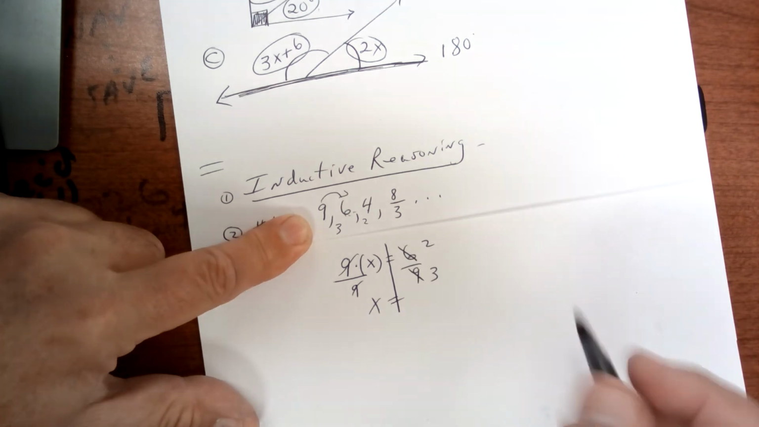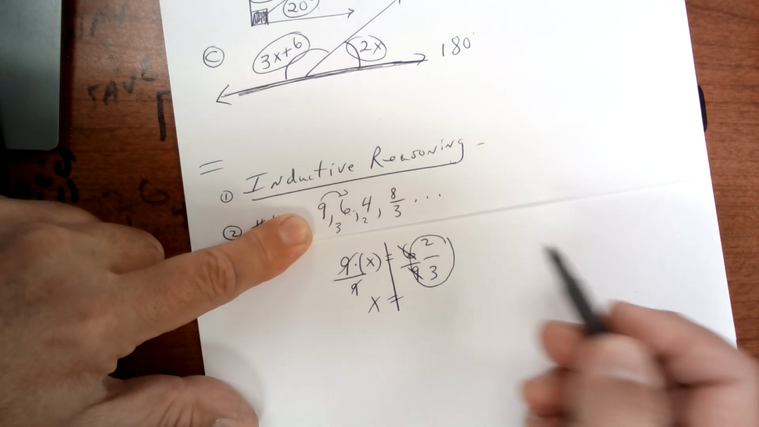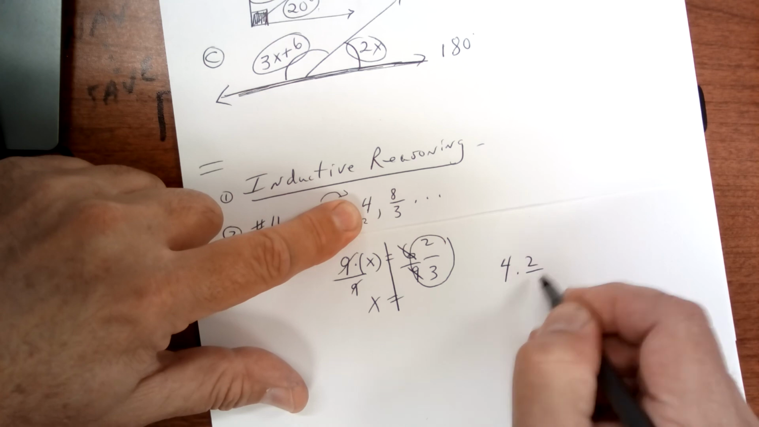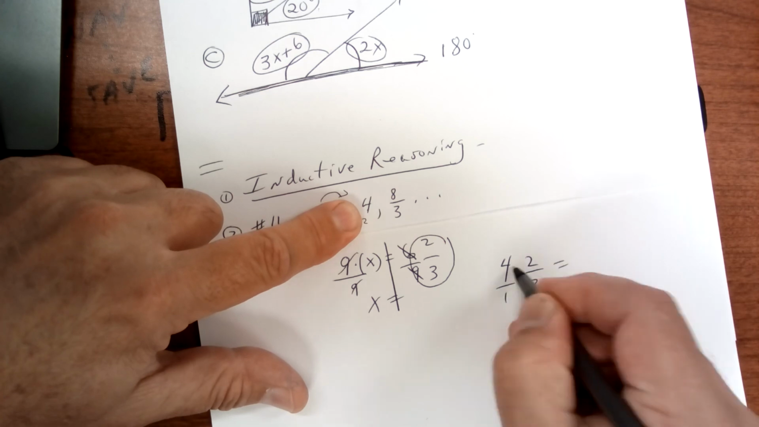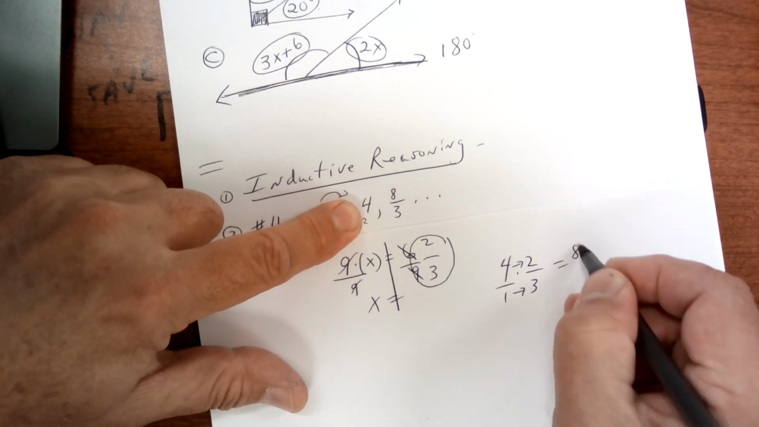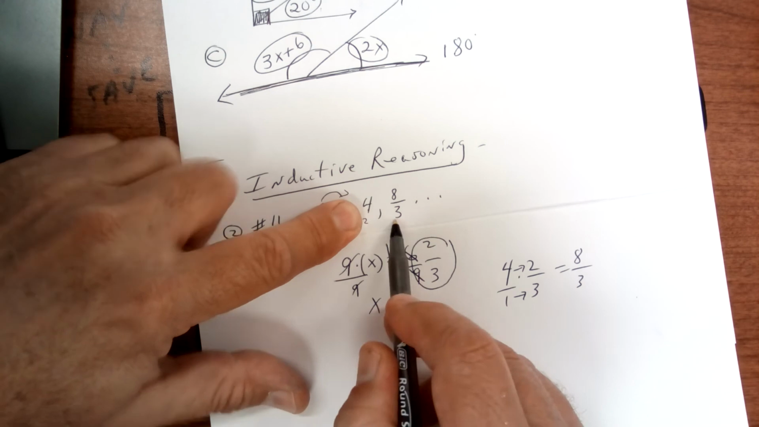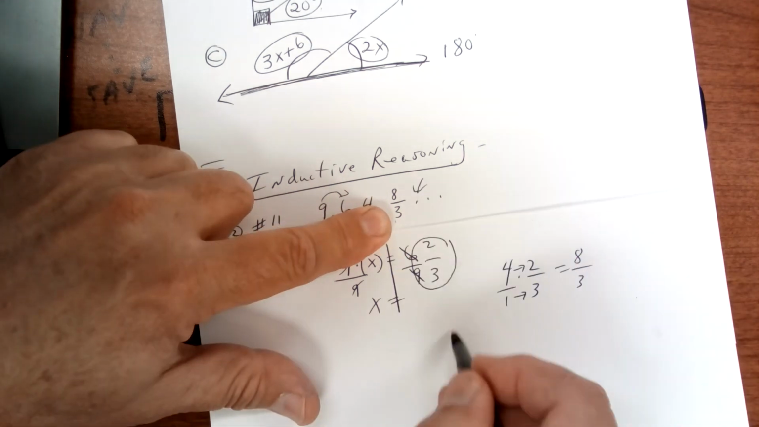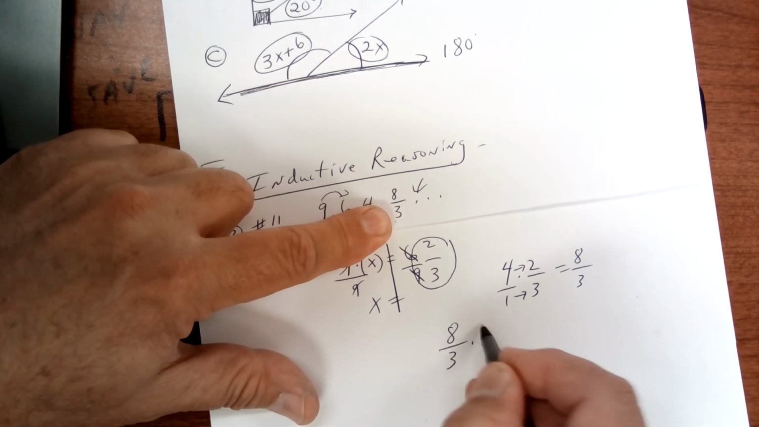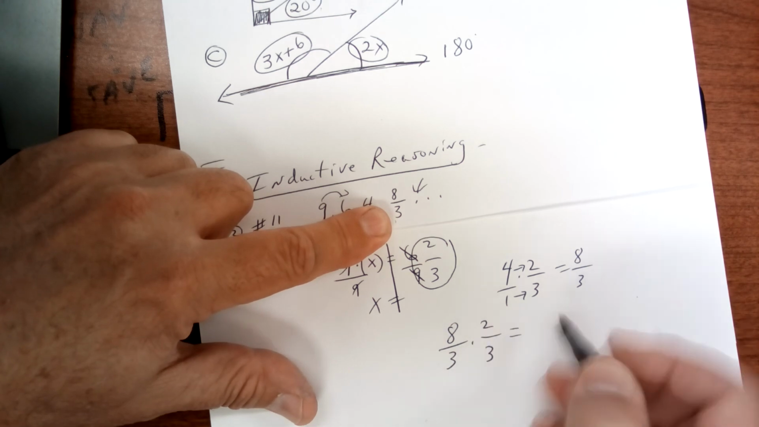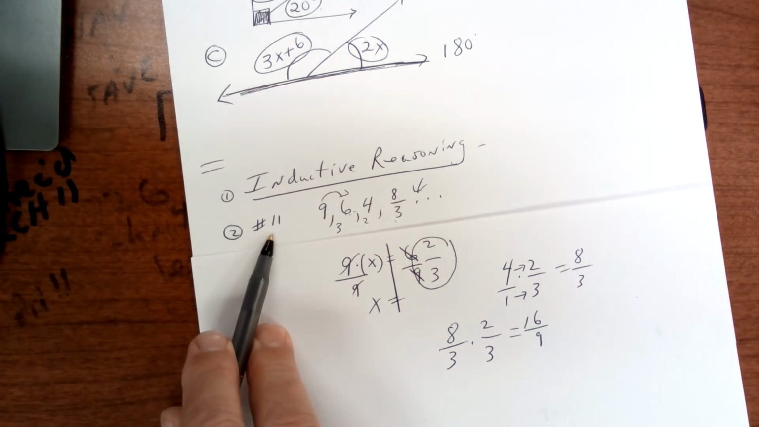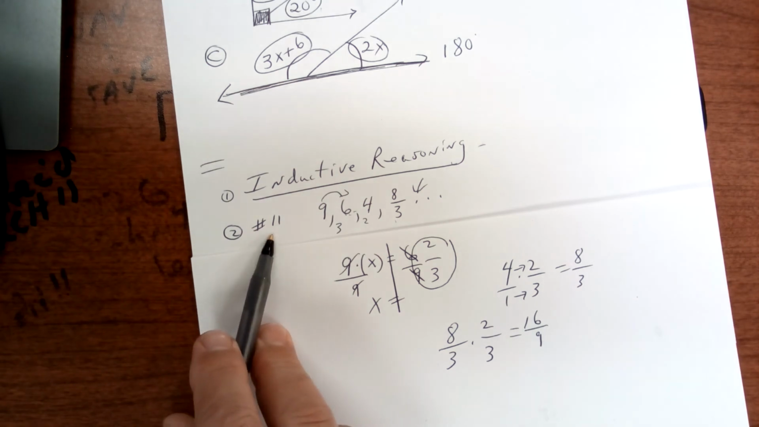So it should be 2/3, and I'll prove it to you. Take 4 times 2/3. Put a 1 under here, and that gives me 8/3, which is the next number right here. So to figure out the next number after that, you would take 8/3 times 2/3. So the next number would be 16/9. This is number 11 in the workbook from yesterday, and I wanted to go over that one.